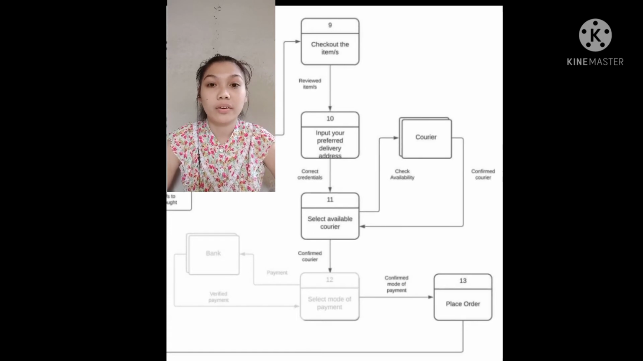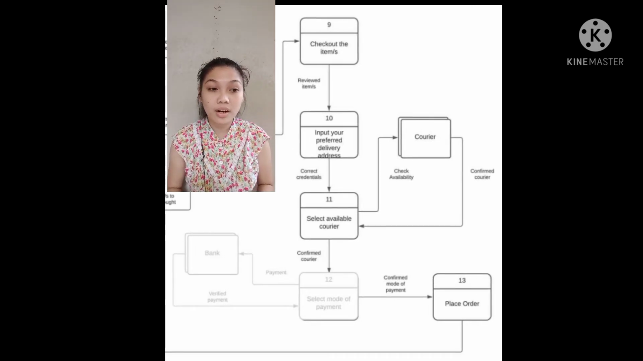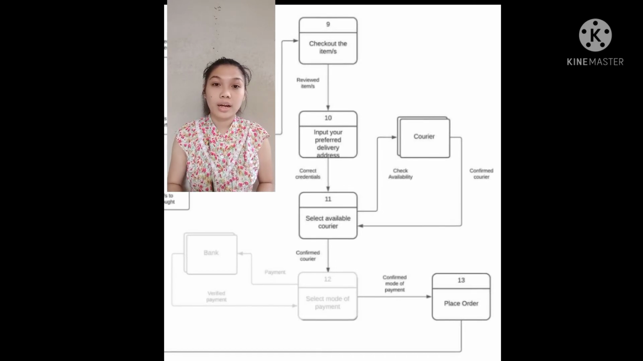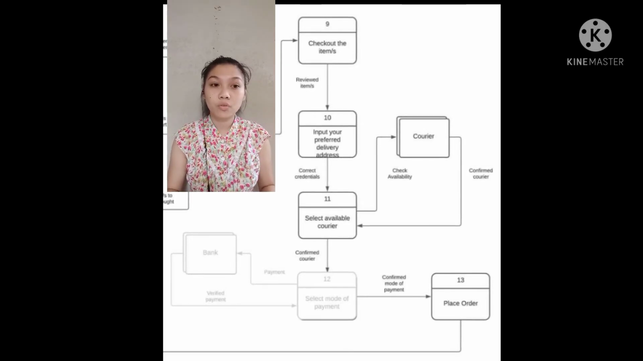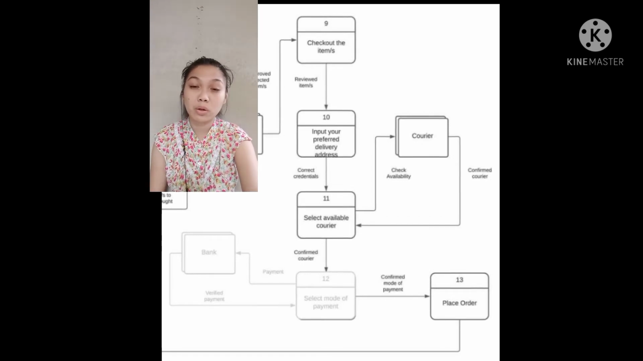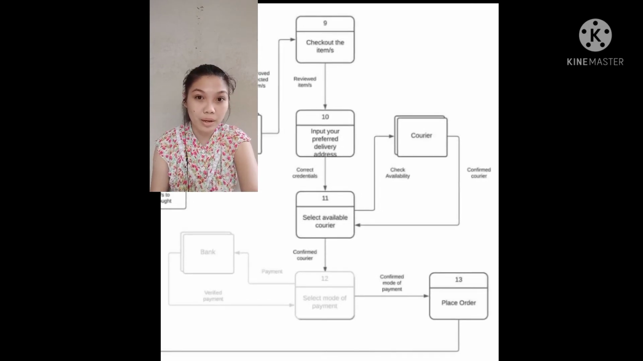Now we're gonna create another entity, which is the carrier. Before we select the available carrier, we must first check its availability, like J&T or any other carrier or standard delivery. When the carrier is already confirmed, it is gonna be selected as available. We will go to process number 11. Then we're gonna go to process number 12, which is the select mode of payment.